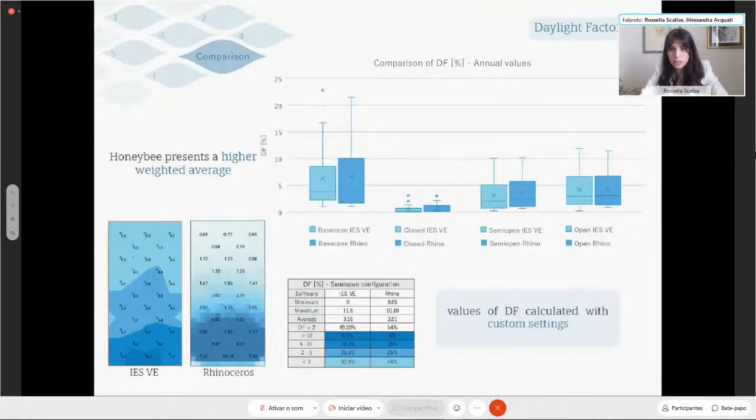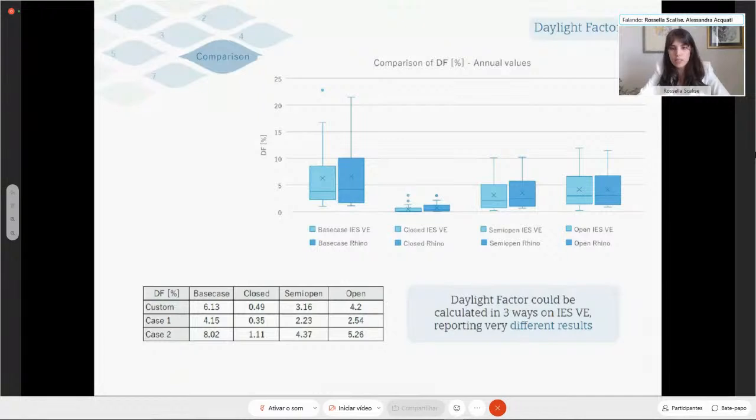The following parameter was the daylight factor. And also in this case, when the two softwares are compared, Honeybee presents a higher weighted average with respect to ISV. In this case, the daylight factor was analyzed annually. And it is fundamental to say that on ISV, the daylight factor could be calculated in 3 different ways. In here, I reported the values obtained with the custom settings.